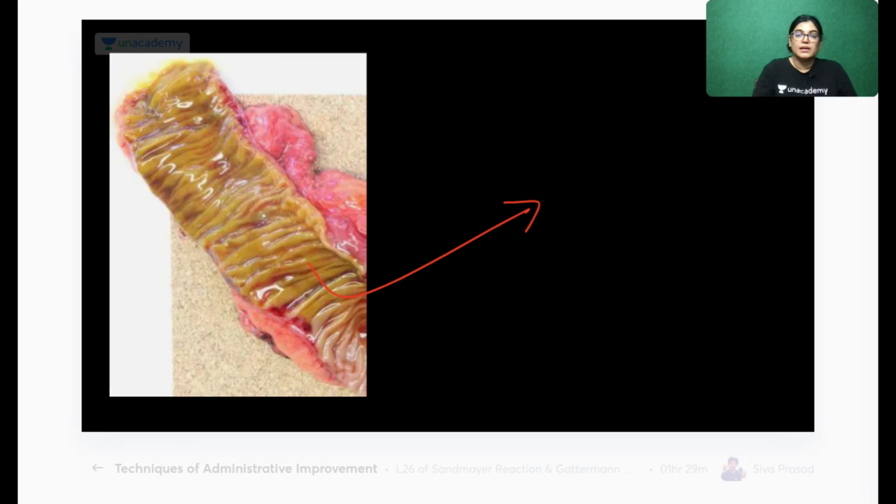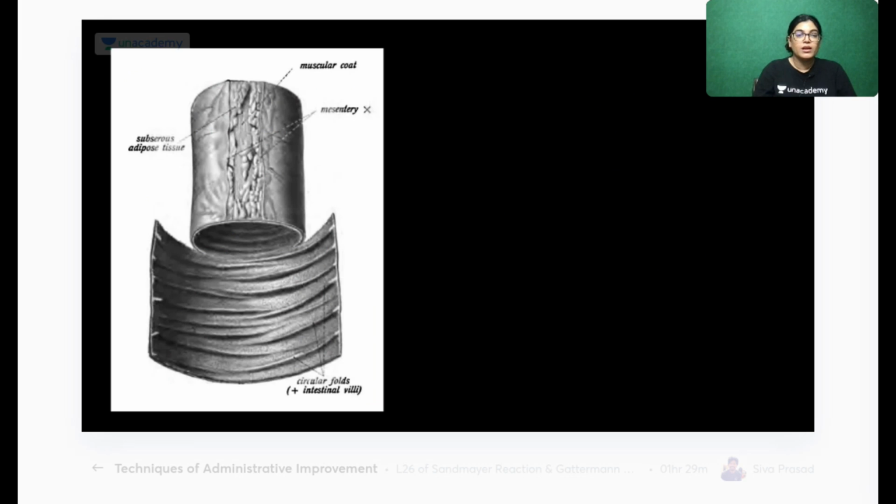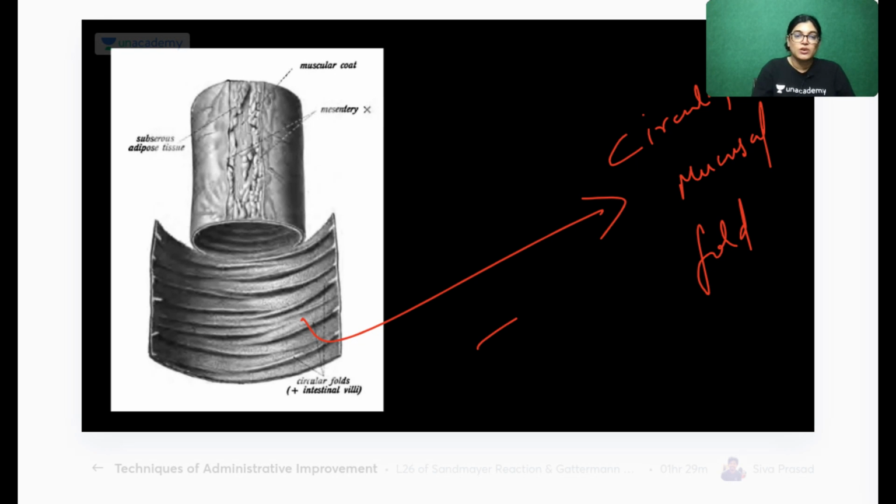So this is a specimen of the jejunum, where you can clearly see the circular mucosal folds. Can you see here? These are circular mucosal folds, which are called plica circularis. This is quite evident in the contrast radiography of jejunum. Now, this is another diagram. These are the circular mucosal folds, quite evident in the case of jejunum.